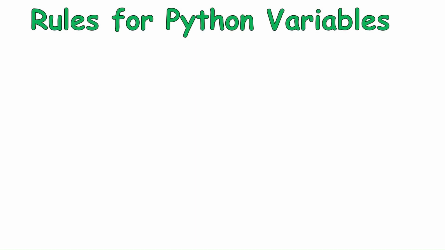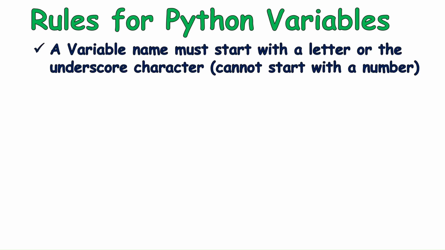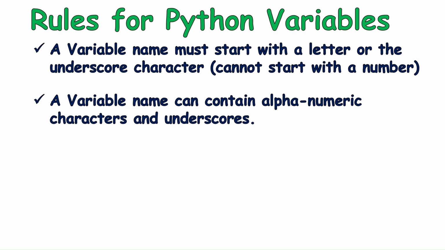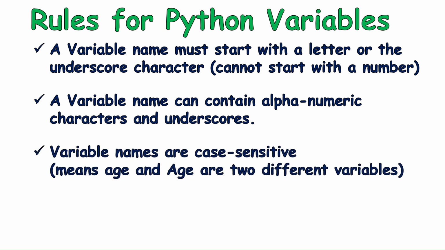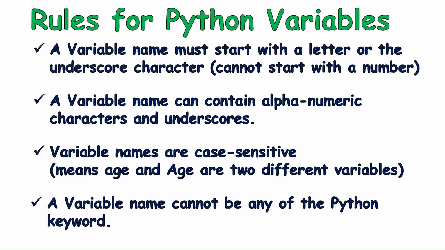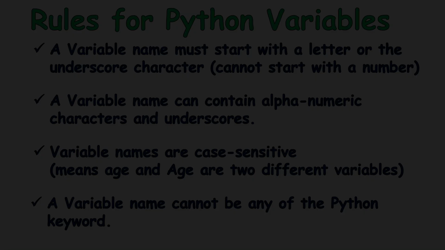Now, let's see some of the rules to define a Python variable. A variable name must start with a letter or the underscore character; it cannot start with a number. A variable name can contain alphanumeric characters and underscores. Variable names are case sensitive, meaning age with a small a and Age with a capital A are two different variables. And the last one: a variable name cannot be any of the Python keywords.